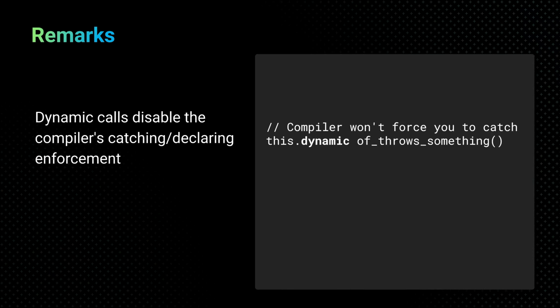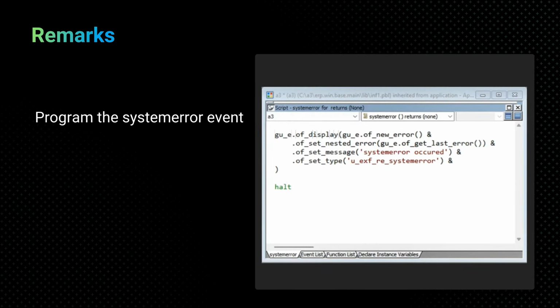Dynamic calls are dangerous too. The compiler won't warn you if you call a function which declares an exception in its throws clause. So you cannot force others to deal with exceptions if they use dynamic. Like with the post command, if an exception isn't caught in these cases, the system error event of the application object will be fired. So dynamic and post can cause your application to crash without any hint why it happened. Therefore, it makes sense to program the system error event and at least display the exception.